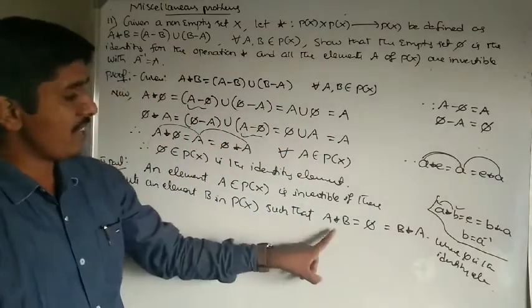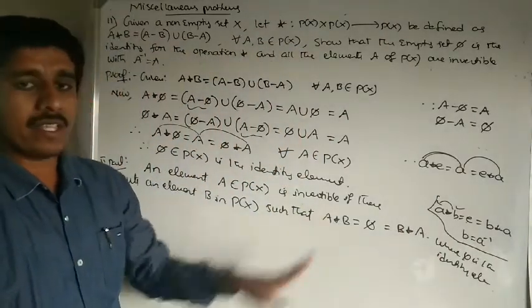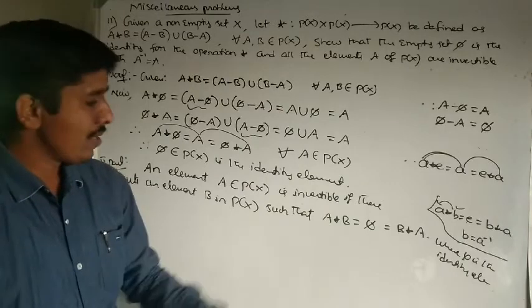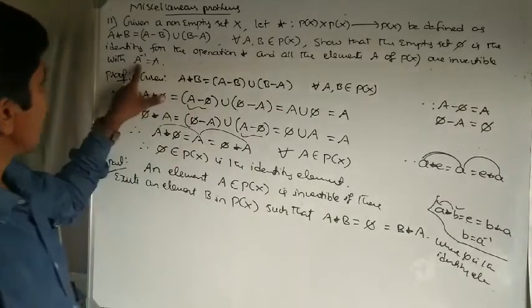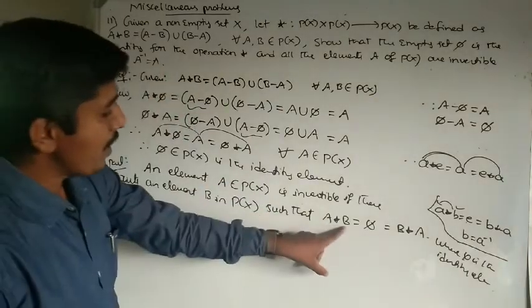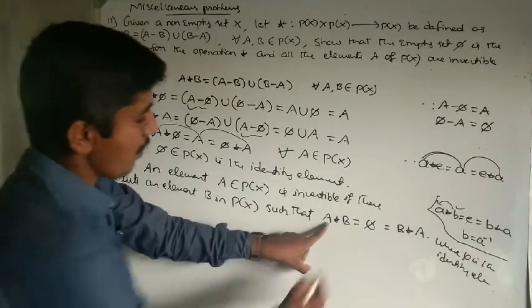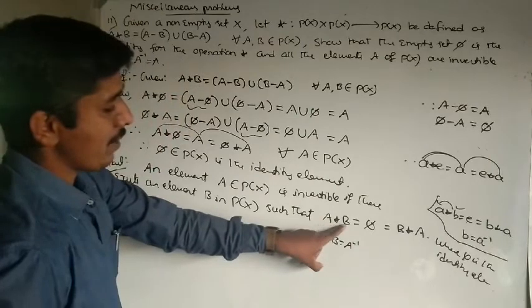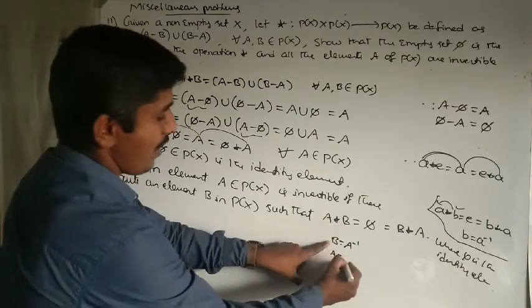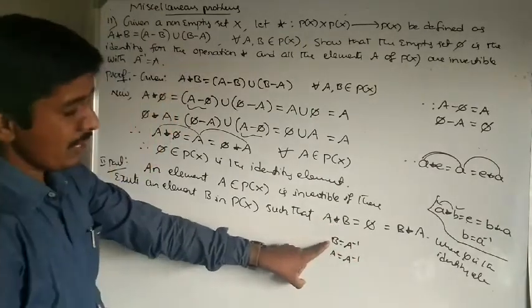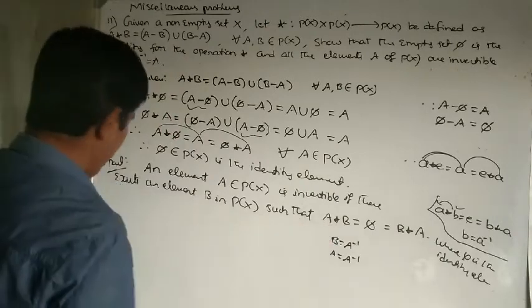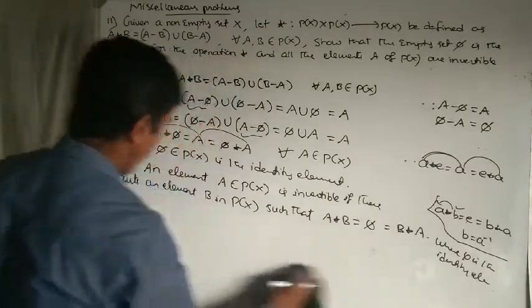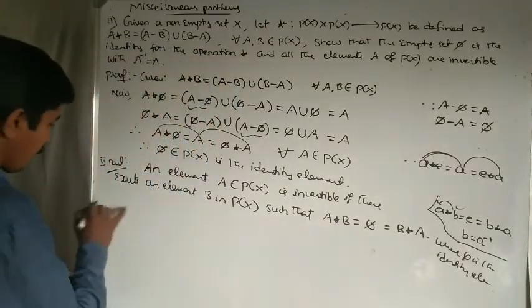Correct. This is the definition of inverse. Here we have to prove that all the elements of set A are invertible. Here B is called the inverse of A, which means B equals A. Suppose we get A equals A inverse. Therefore I am taking A star A. Because here I have to prove that A equals A inverse.